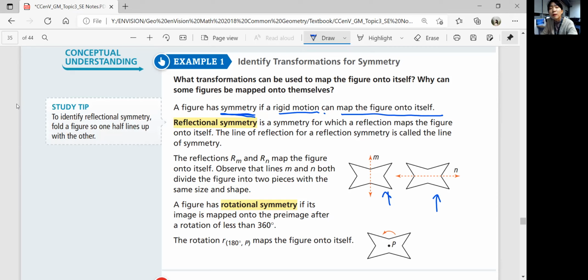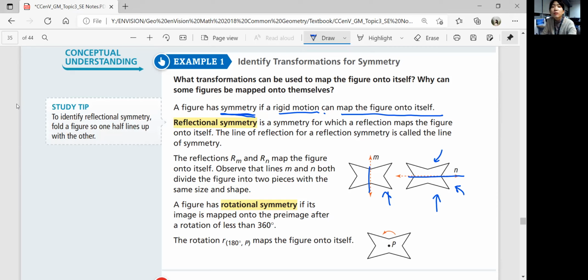Actually, this is one shape. This has two lines of symmetry that you can map onto itself. You can divide it like this and map onto itself by folding it in half like that, right? Or you can divide it by this line horizontally, and you can map the other piece onto the other piece.